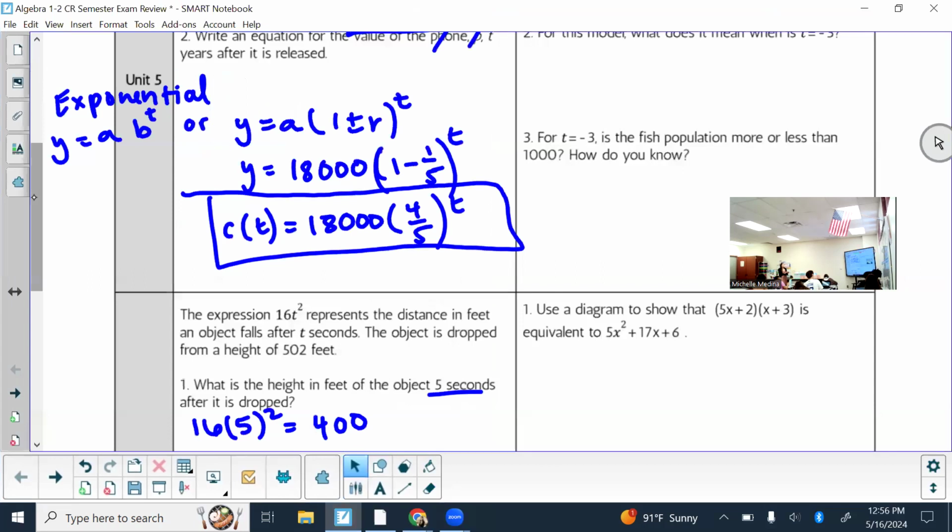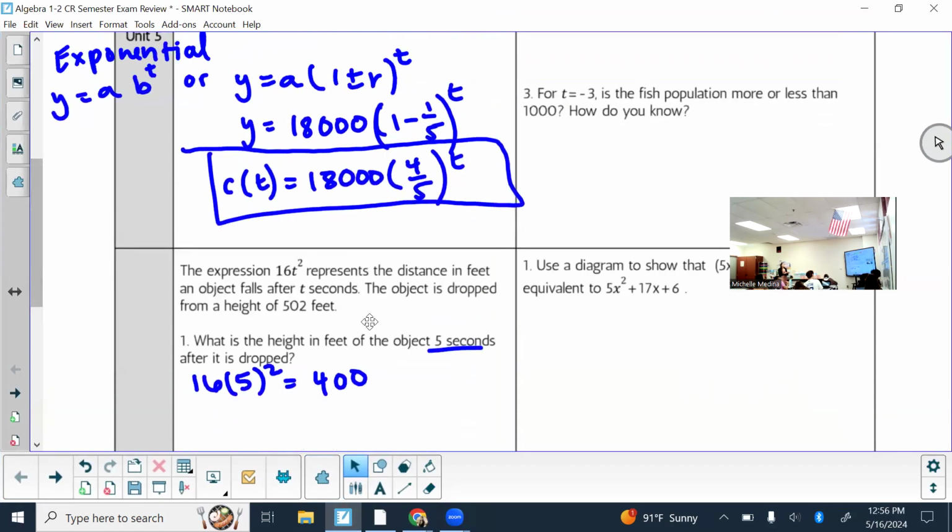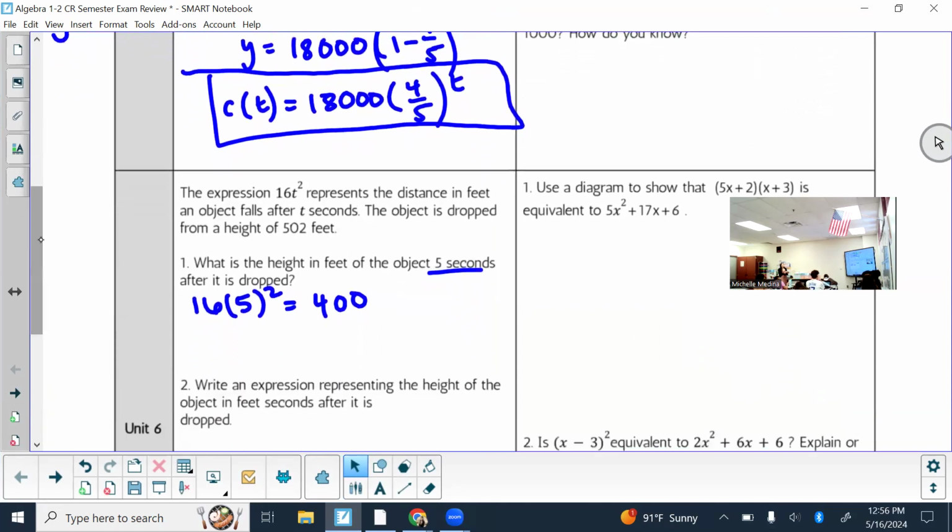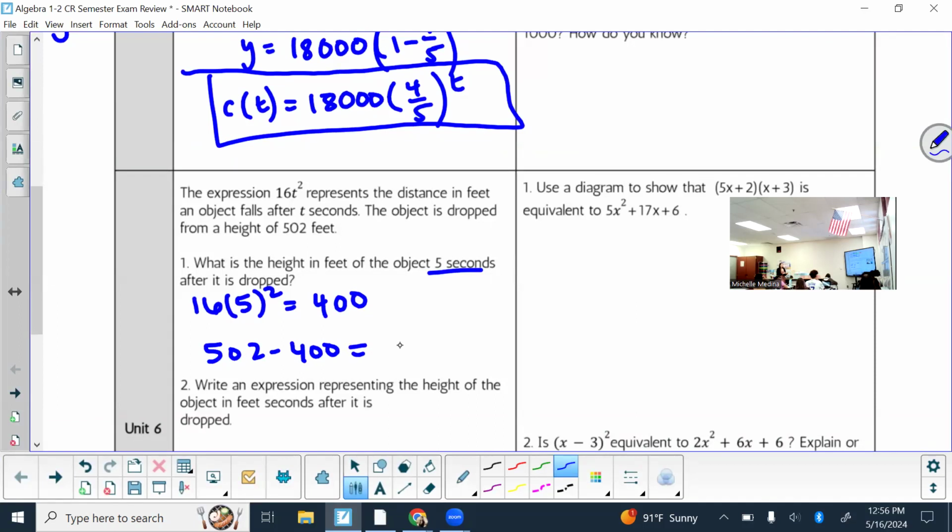Well, if it started at 502 and it traveled 400, what should be my answer then? What math should I do to get this current? I should subtract. 502 minus 400, my starting height minus the distance fallen. And what is the height? 100 feet. And that was all done without memorizing anything, just using what they already told you.